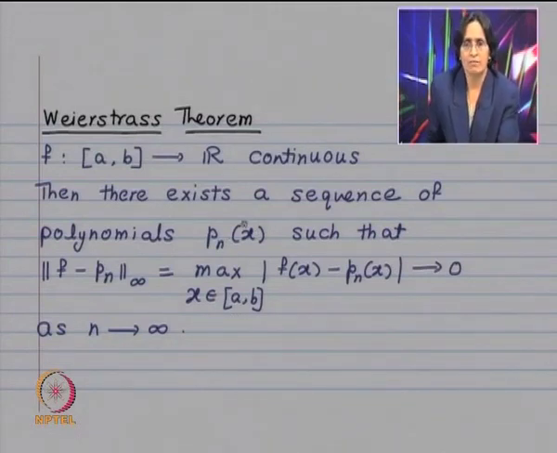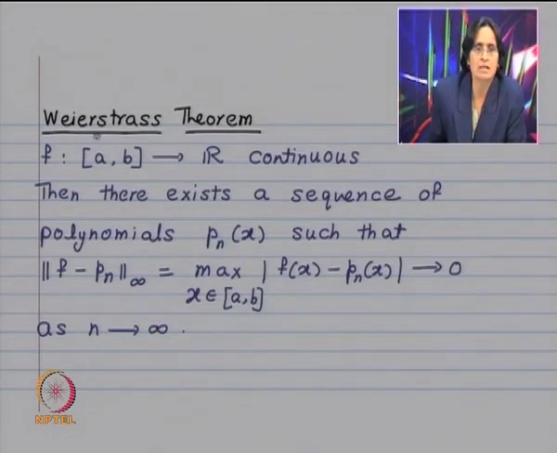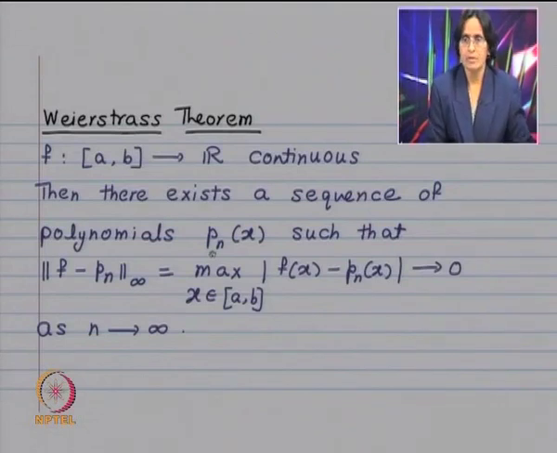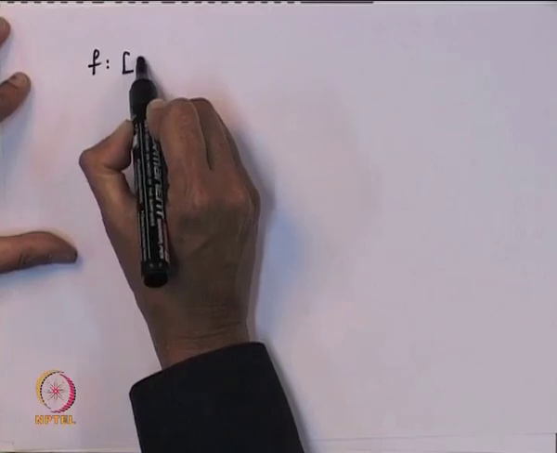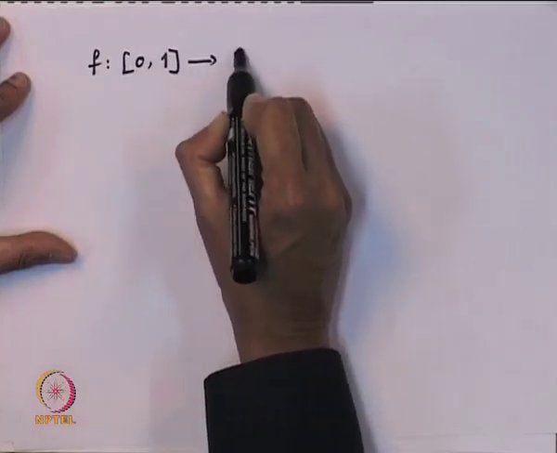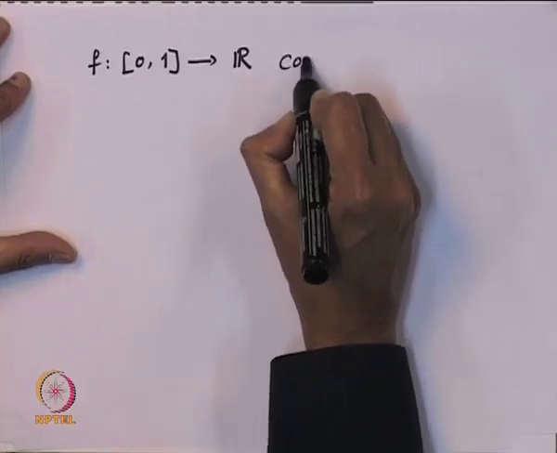Now, there are various proofs of this theorem, but we also have a constructive proof, and in the constructive proof, the polynomials p_n are given by Bernstein polynomials. For the sake of simplicity, we will take interval [a, b] to be the interval [0, 1]. Afterwards, by a affine change of variable, one can take care of the case when the function f is defined on interval [a, b]. So, our function f is defined on interval [0, 1], it takes real values and it is continuous.